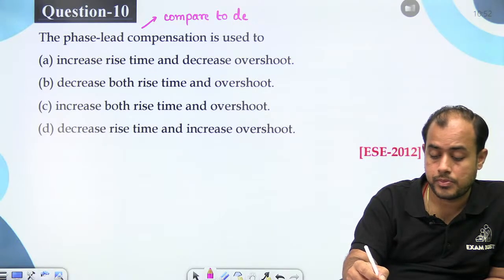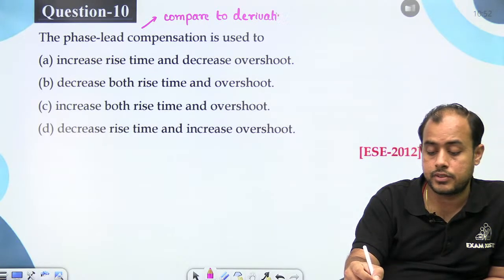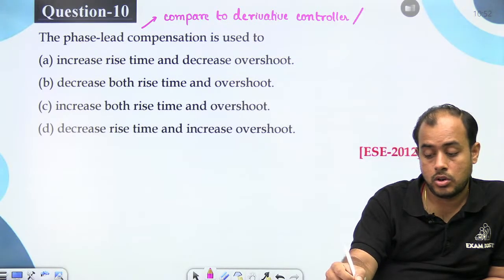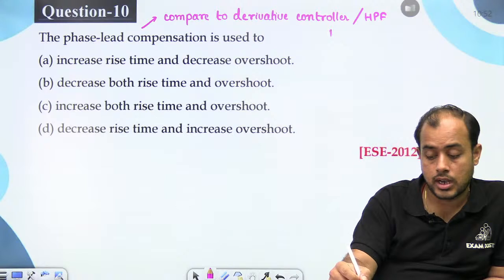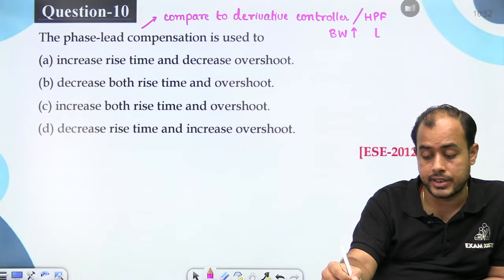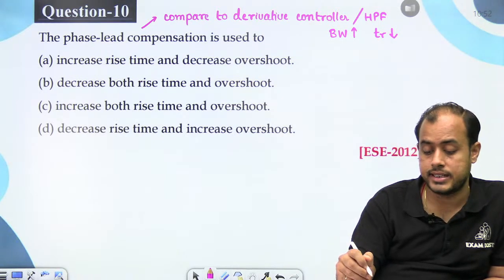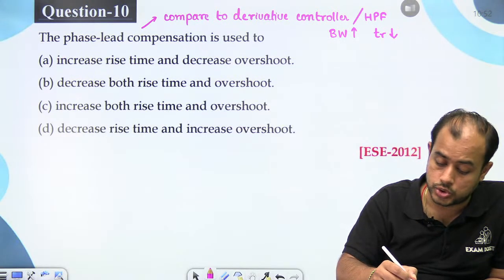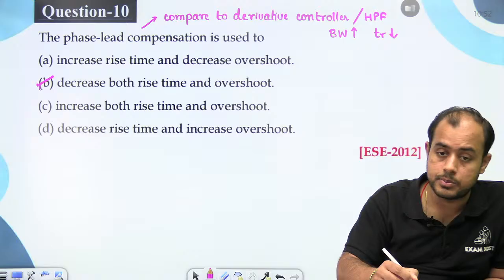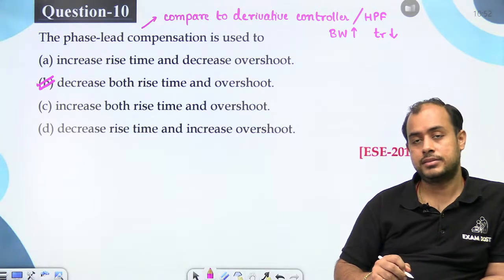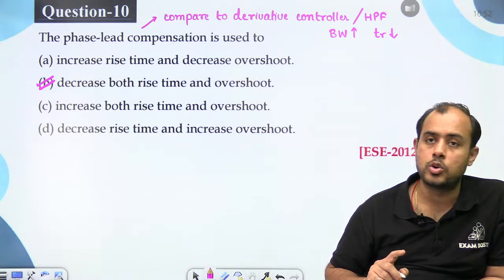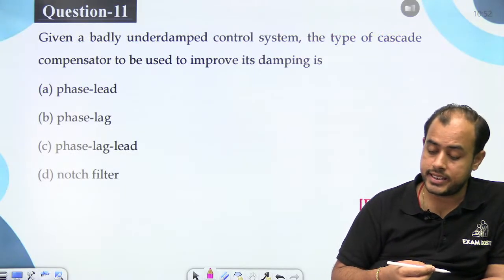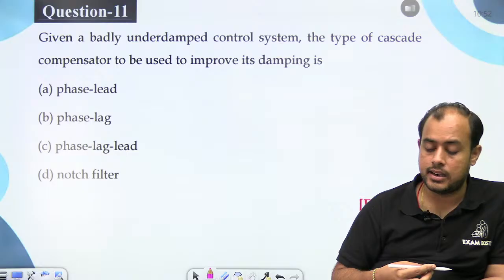Compare to derivative controller or high pass filter. High pass filter increases the bandwidth and reduces the rise time, and derivative controller will decrease the overshoot. Okay, so decrease both rise time and overshoot. Correct? डेरिवेटिव कंट्रोलर ओवरशूट को कम करता है, जल्दी सेटल कराता है सिस्टम को.